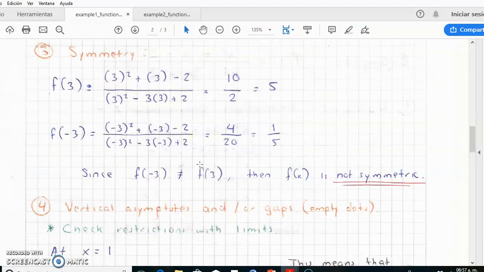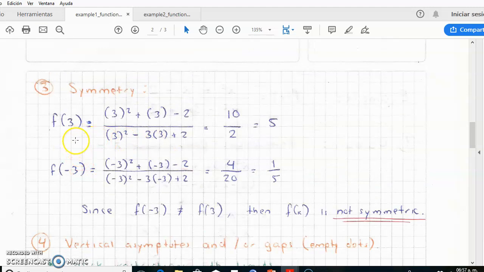Here, same function. We're analyzing now with 3 and negative 3. Remember that the value that I'm checking has to be a value that exists in the domain, so the restrictions are off the table. In this case, f of 3, when analyzing the function, we obtain 10 over 2, which is 5. And then f of negative 3, we apply the same thing, we evaluate, so we have 4 over 20, which is 1/5. And they're totally different. If they're different, that is, not the same value, not the same sign, not anything, then we say that f of x, the function, is not symmetric.